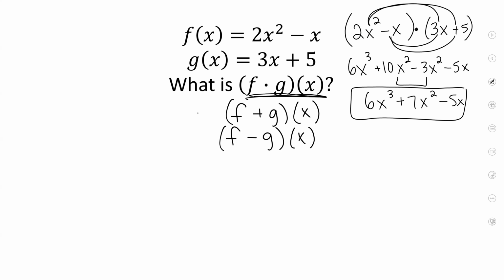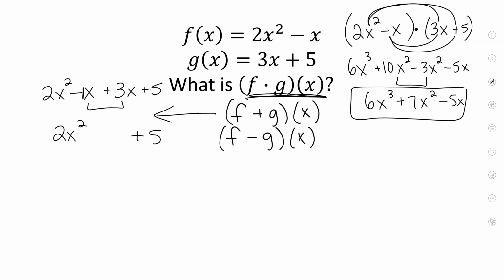Now let's do addition. Addition, we're going to do this one now, is 2x squared minus x plus 3x plus 5. Combine the middle. You can think of this as a negative 1. These will stay the same, but we're going to combine the middle. Negative 1 plus 3 is 2x. So that is the addition one.